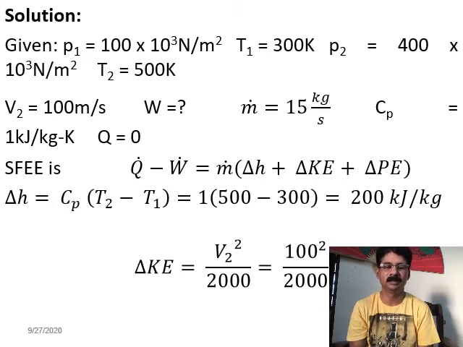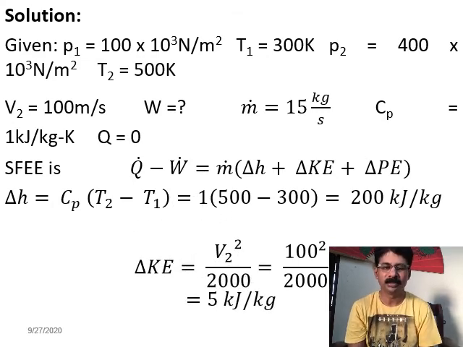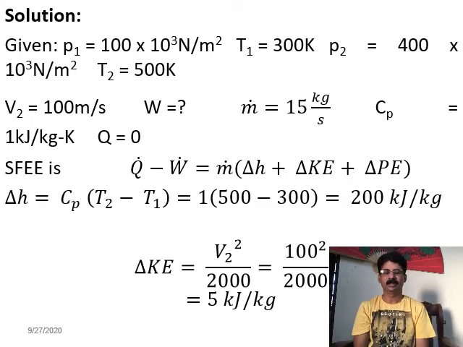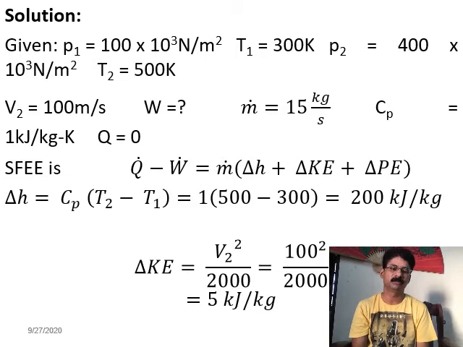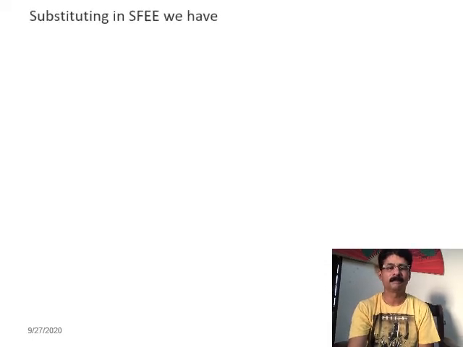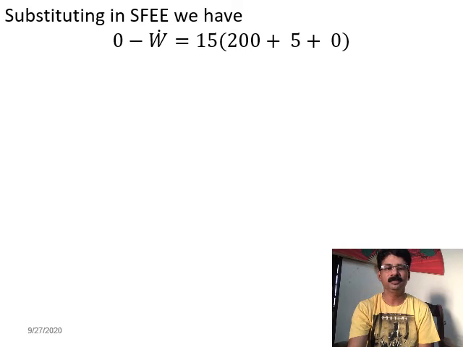Here delta H is nothing but Cp delta T. Now you have to understand why Cp and two temperatures are given. In the numericals you solved so far, you were not given the temperature. In this problem the temperatures at inlet and outlet are given just to find delta H using Cp. So Cp into delta T gives 200 kilojoules per kg. Delta KE, because V1 is 0, is directly V2 square by 2000. Then substitute: Q is 0, minus W dot is equal to 15, the mass flow rate, into delta H plus delta K; delta PE is also 0. So you will get W dot is equal to minus 3075 kilowatt.